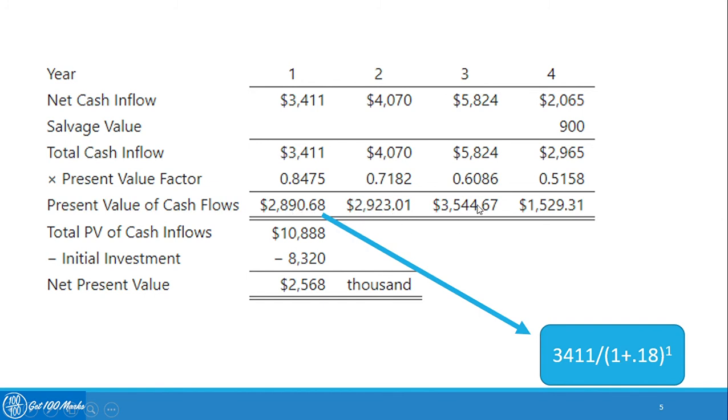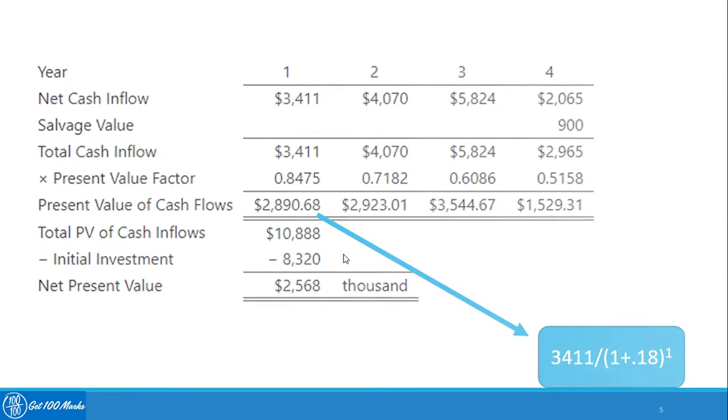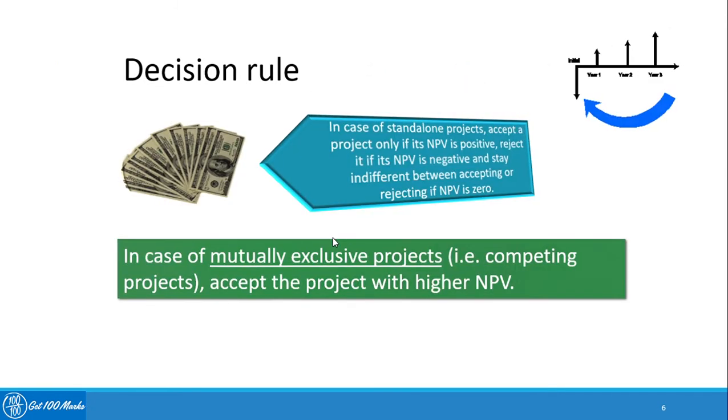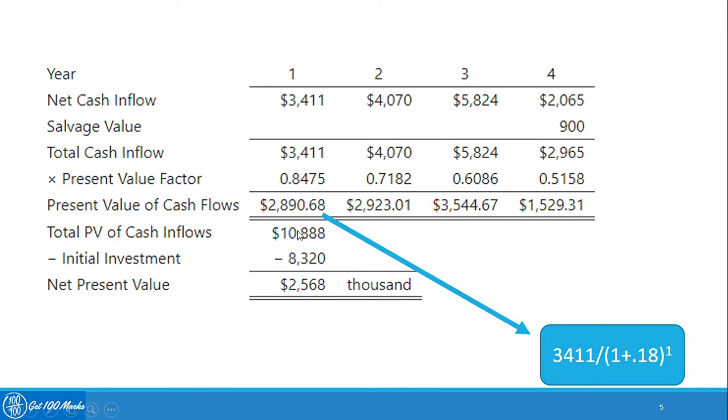So all these present values added up give you a value of 10,888, and this is the present value. So we had understood till here in unit 2. Now net present value will be when you deduct the initial investment out of this present value. Why have we not found out the present value of initial investment? Because that's already in year 0, so that's already the present value in a way. So 10,888 minus 8320 gives you $2,568,000, which is the net present value.